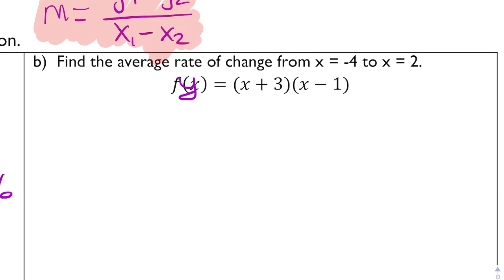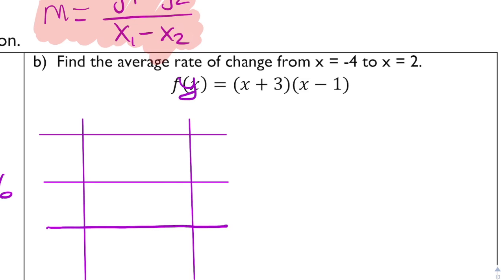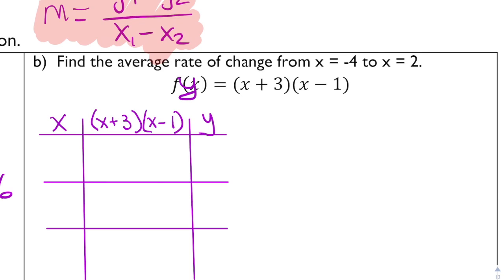I'm going to make you create a table again, big enough that we can put both of those parentheses in our table. So your table should look like that. Again, our input is x. Our rule, or what we're going to do to our numbers, comes from that equation. So we're going to put the equation in here. And then our output is our y value.